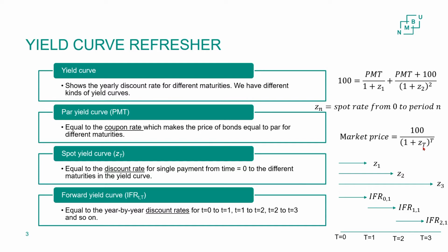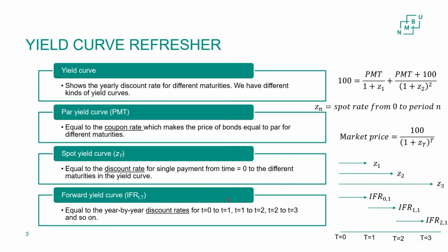And here you can actually get an analytical answer. So you just use algebra to find an expression for ZT. Okay. So that's how you find the spot yield curve. Okay.